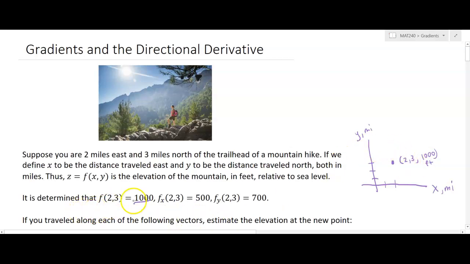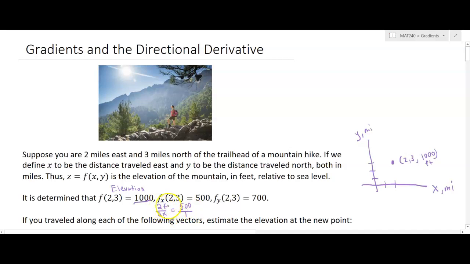So we're given some information here. One is the actual elevation. The other bits of information that we have are partial derivatives. Let's think about what this means for a second. f sub x would be the same thing as saying df/dx, and we know that value is equal to 500. Specifically, this is at the point (2, 3), but I'll omit that notation here. So we could write this as 500 over 1.